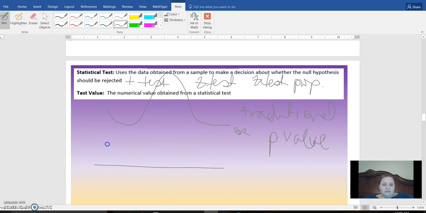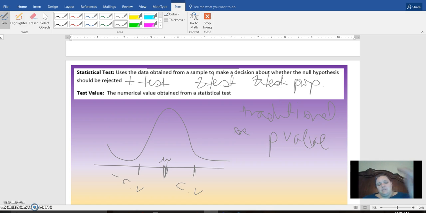So what we're going to do is decide if it's left-tailed, right-tailed, or two-tailed. And then we're going to calculate a test value from one of those. And the critical value is either positive or negative. If it's right-tailed, then we would shade over here. If it was left-tailed, we'd shade over here. If it was two-tailed, we'd shade both.